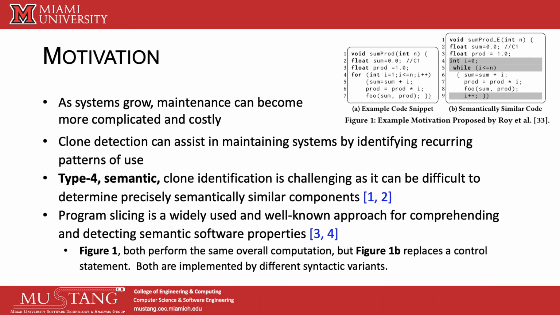As a motivating example, consider the code snippet in Figure 1a. When compared with the code snippet in Figure 1b, the code is semantically similar. Both perform the same overall computation, but Figure 1b replaces a control statement with a different one. Both are implemented by different syntactic variants. Most current textual-based and functional-based techniques are unable to handle a semantically similar clone scenario such as the one in 1b.